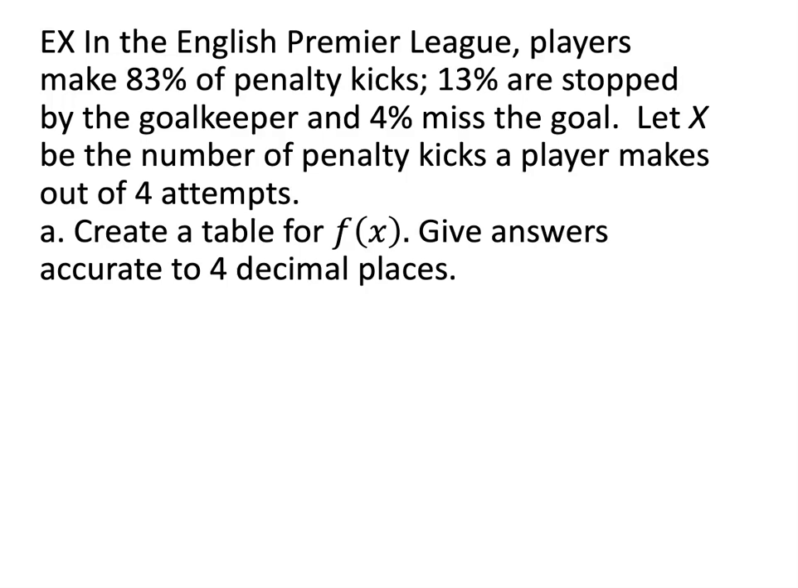Okay, so let's create a table for f of x. Again, x is the number of penalty kicks a player makes out of 4 attempts. And we're going to give answers accurate to 4 decimal places.